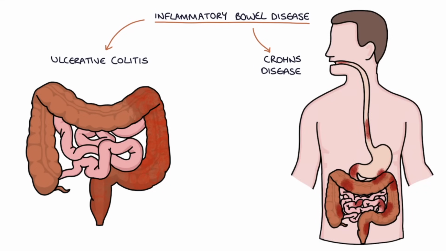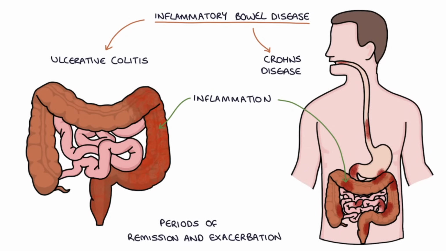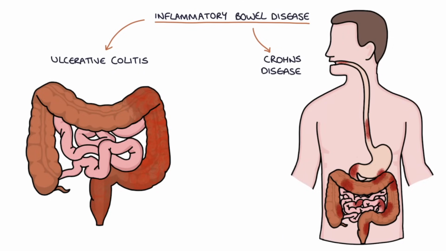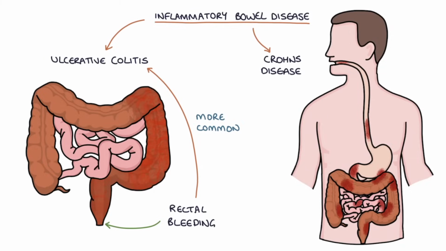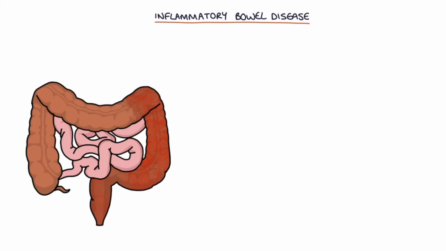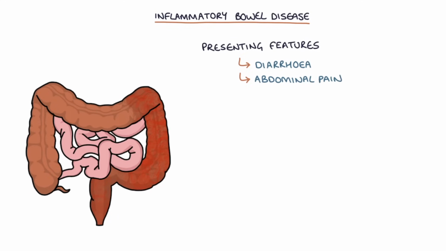Next, let's talk about inflammatory bowel disease. Inflammatory bowel disease is an umbrella term for two main diseases causing inflammation of the gastrointestinal tract, and these diseases are ulcerative colitis and Crohn's disease. Both involve inflammation of the walls of the gastrointestinal tract and are associated with periods of remission and exacerbation of the symptoms. Ulcerative colitis typically affects only the large intestine and the rectum, whereas Crohn's disease can affect any part of the entire gastrointestinal tract. Rectal bleeding is more common in ulcerative colitis compared with Crohn's. Typical presenting features are diarrhea, abdominal pain, passing blood in the stools, and weight loss.